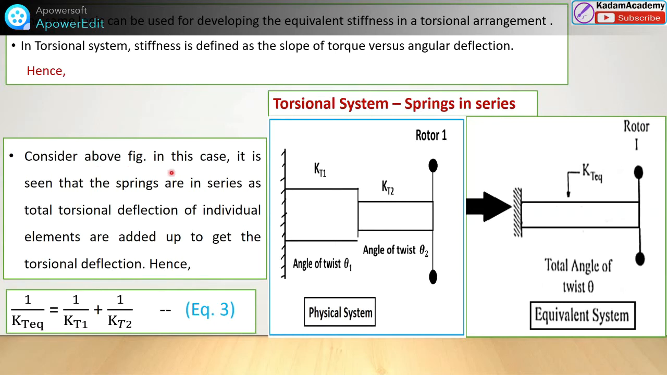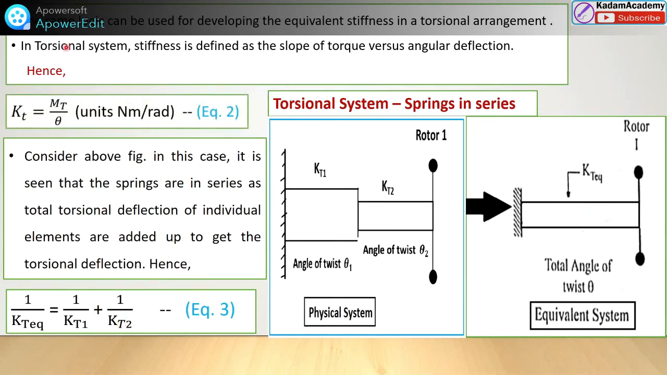Similarly, considering this diagram, it is seen that the springs are in series. It is considered as a spring, and they are in series. Then it is K equivalent. So the torsional deflections of the individual elements are added up to get the total torsional deflection of the physical system. 1 by KT equivalent is equal to 1 by KT1 plus 1 by KT2. So this is for the torsional system. Okay, so friend, this is the KT. We can find it out by using this formula.